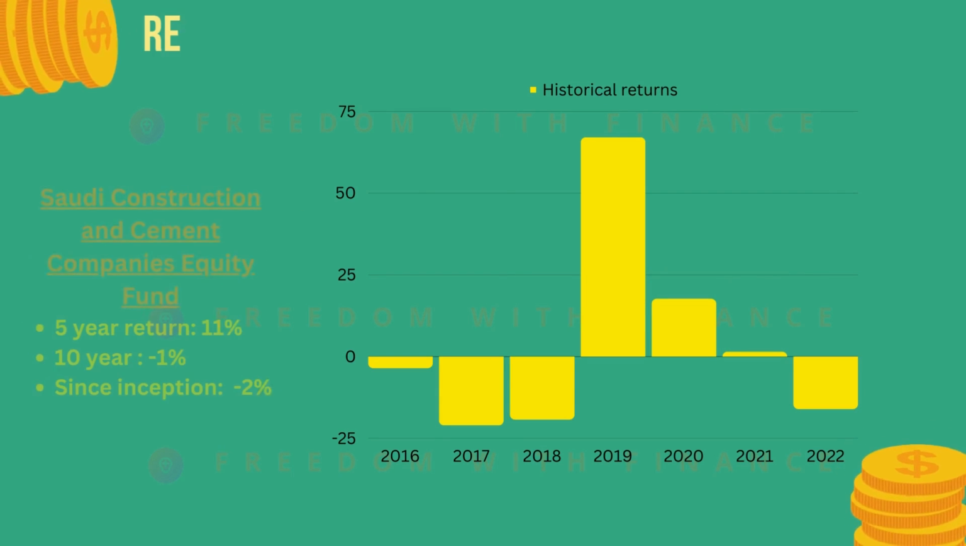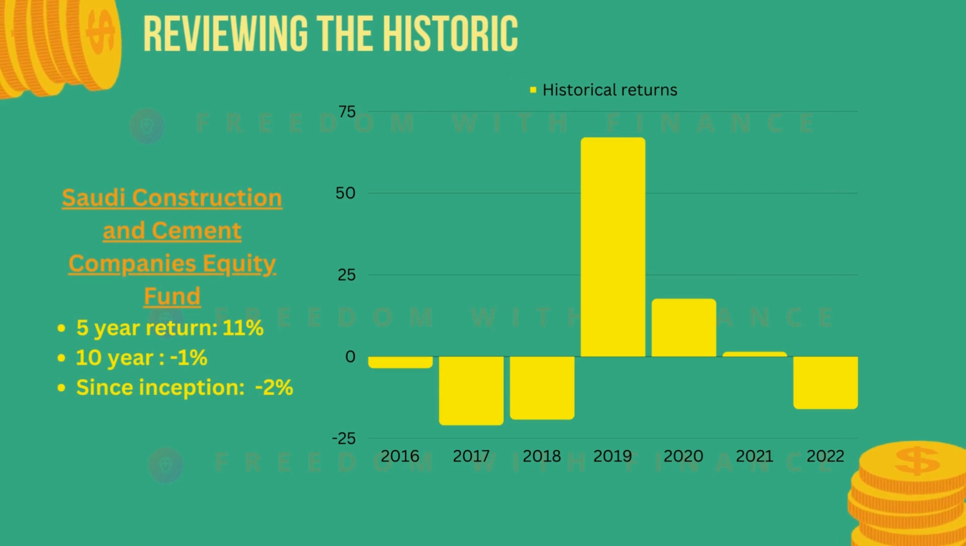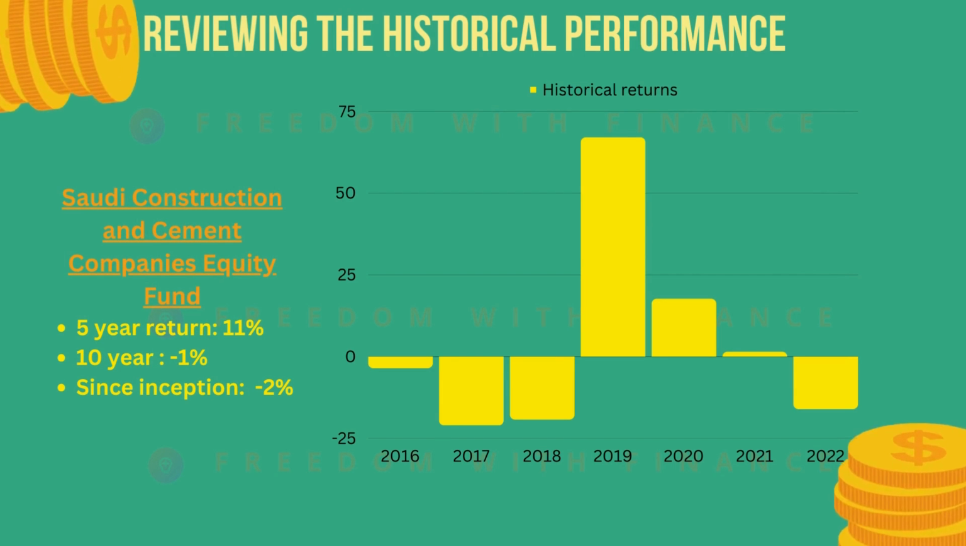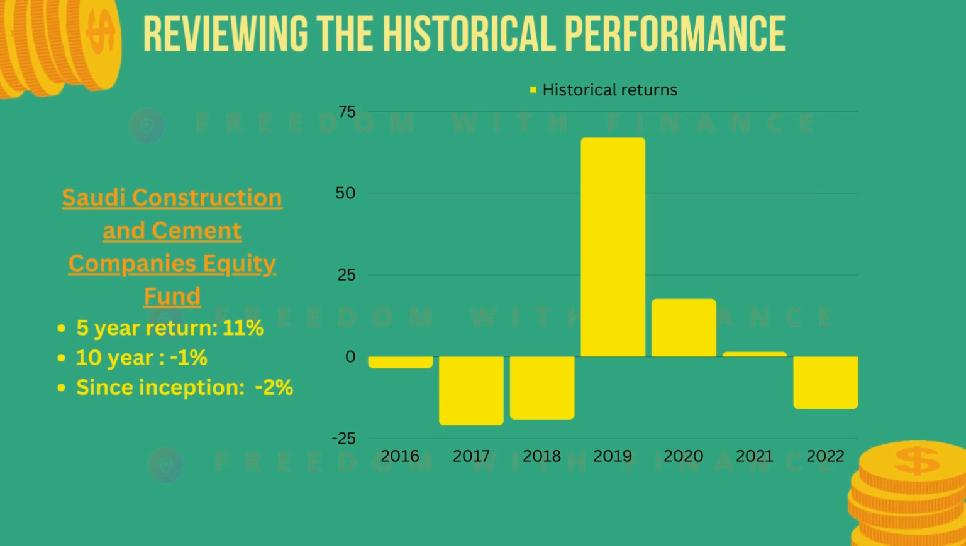So another example is from the cement industry, another thematic fund that we had, right? There, the 5-year return was 11%. Then you had minus 1%, and since inception, it has been minus 2%. Those who know about construction and cement, it's a highly cyclical industry, right?